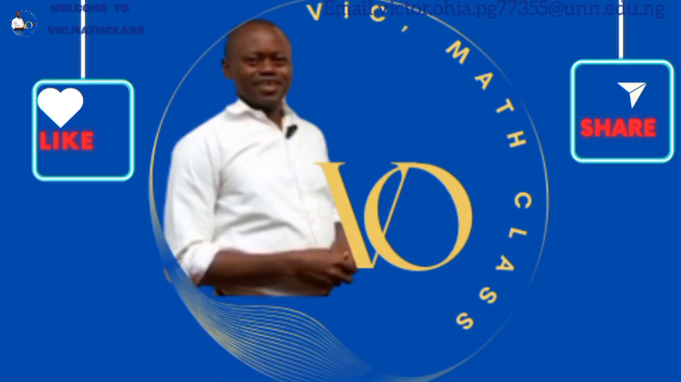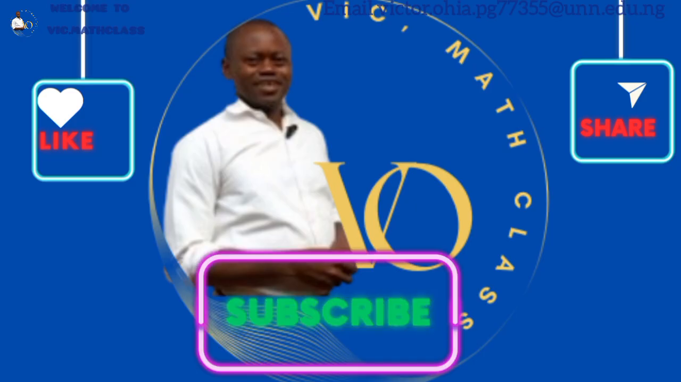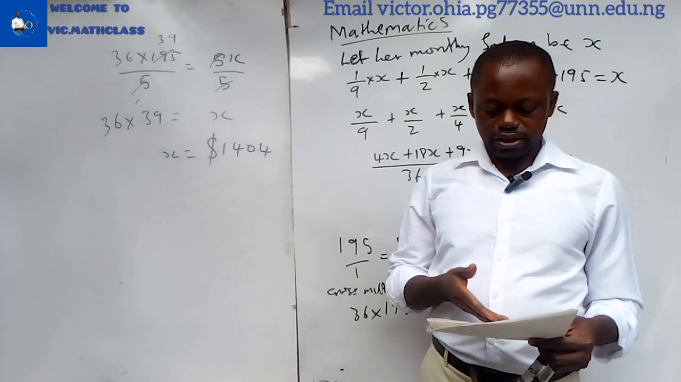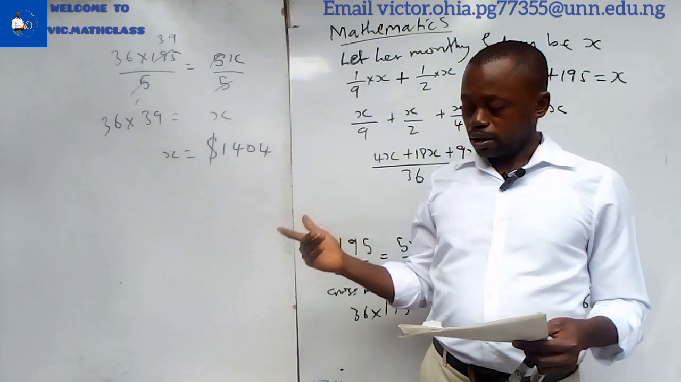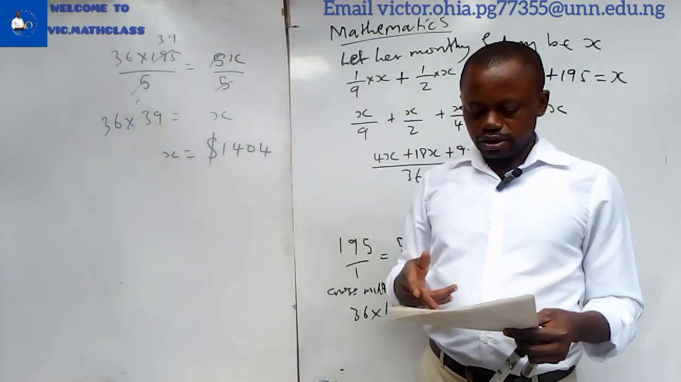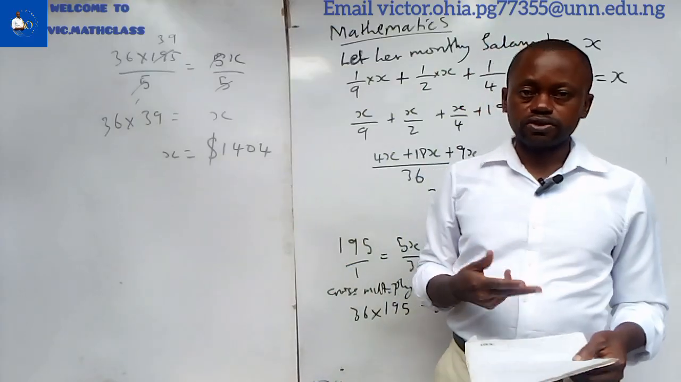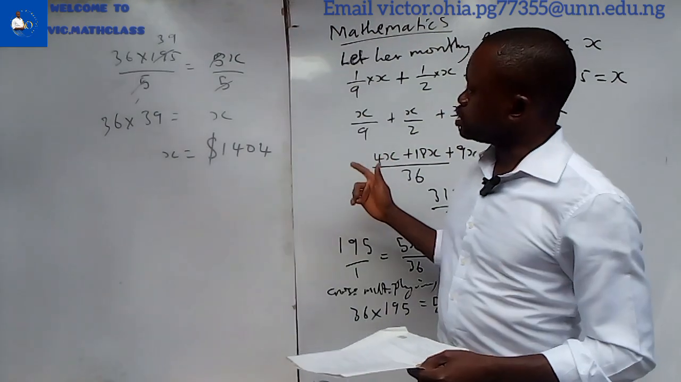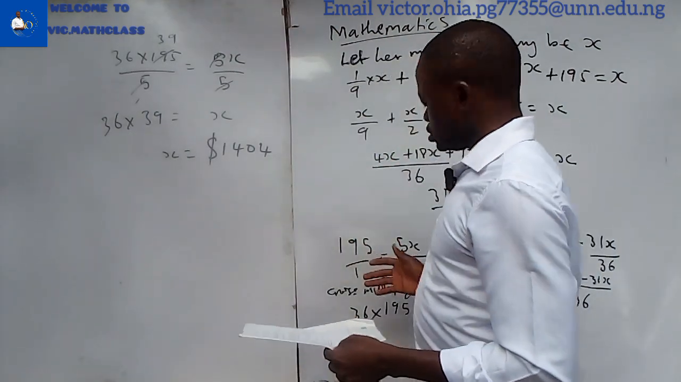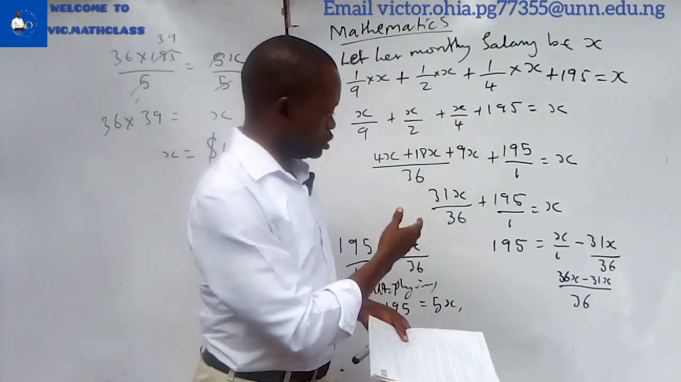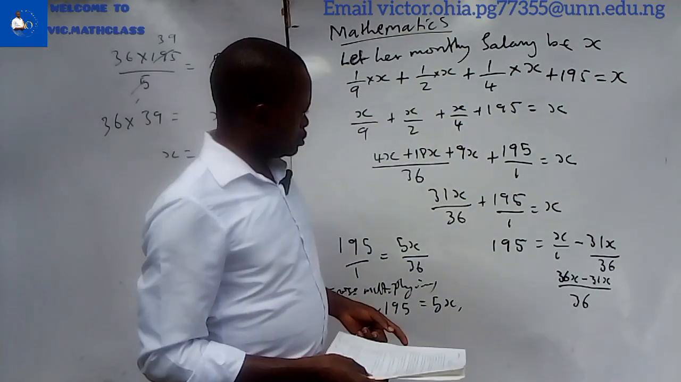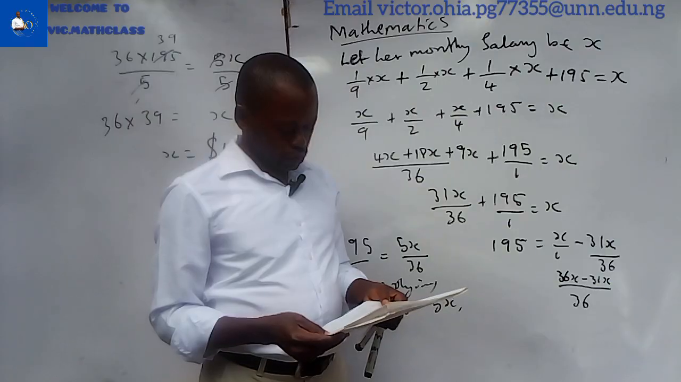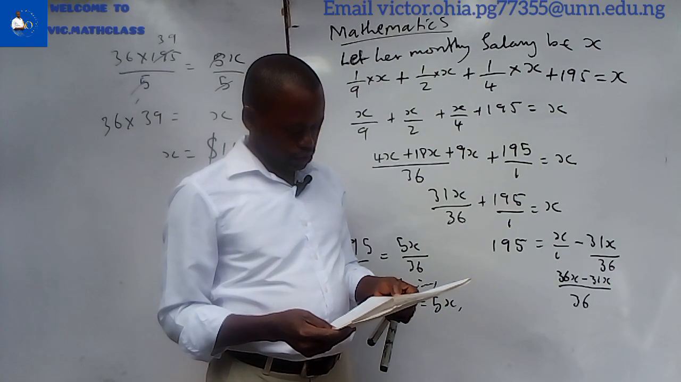If you still want to verify, you can go back and take 1/9 of this amount of money, half of it and 1/4 of this, and check whether the leftover is going to be 195. But I am pretty sure that every calculation we did here, there's no problem in it. You too, you verify all these things we did here.